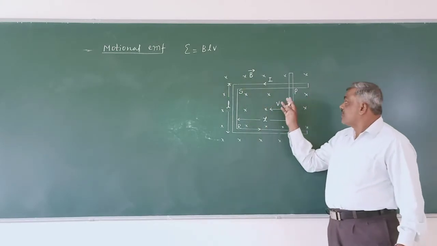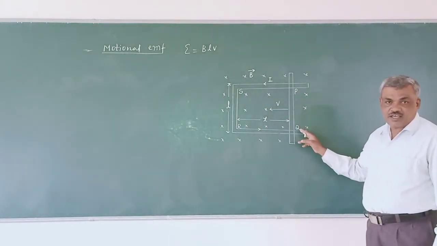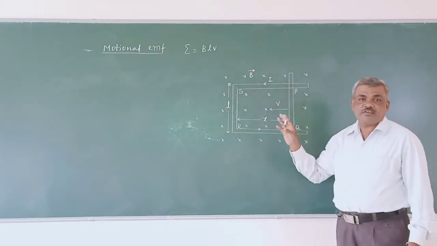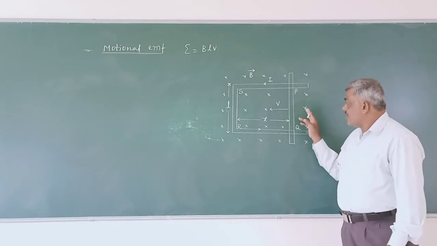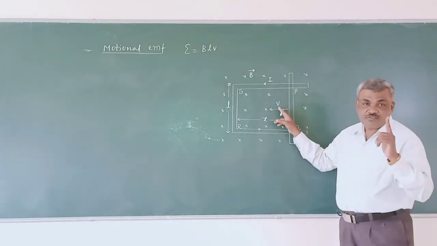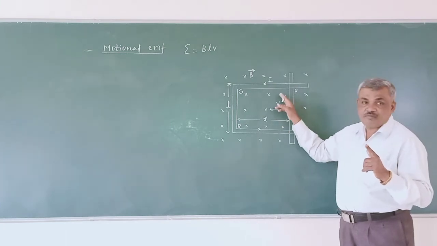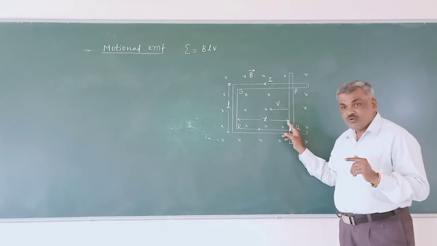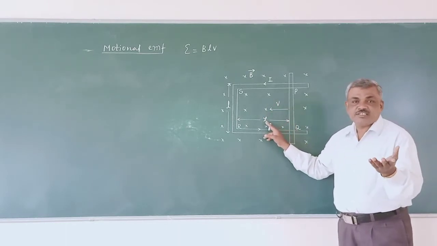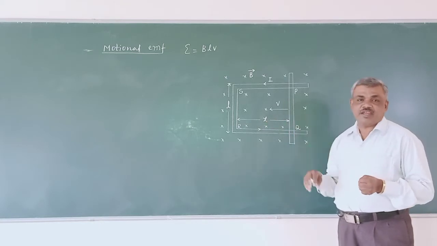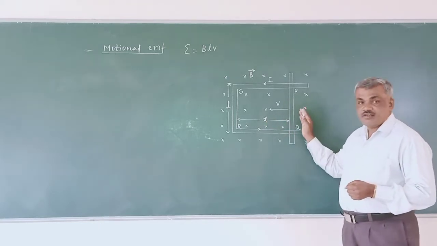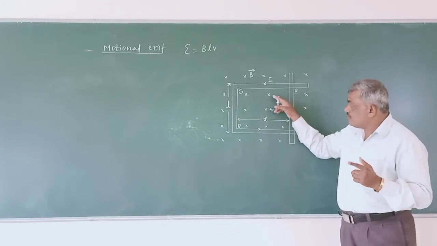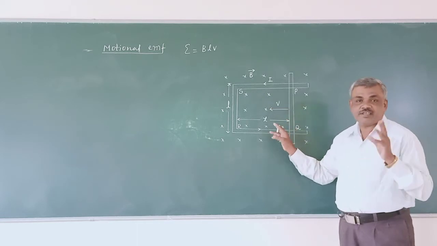In the diagram, PQ is a straight conductor of length L placed in a uniform magnetic field. The conductor moves with velocity v in a direction perpendicular to the magnetic field through a displacement x.